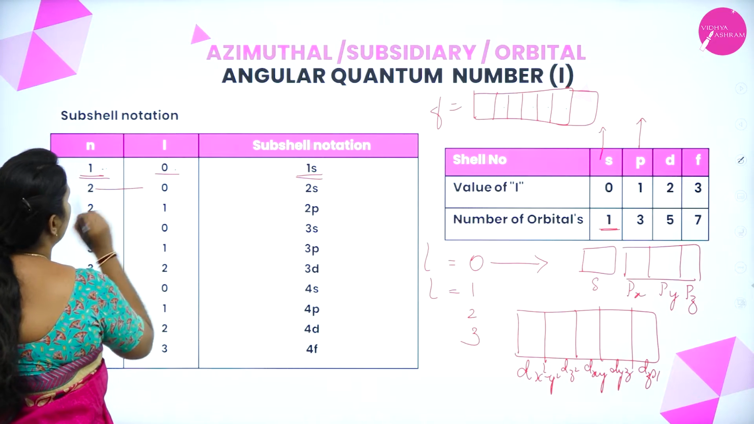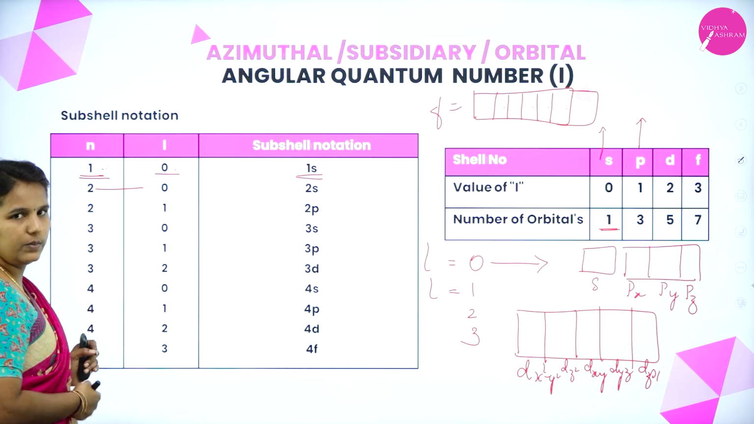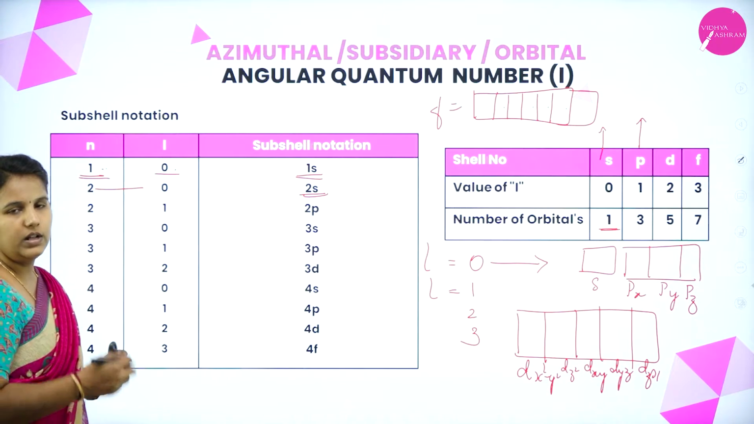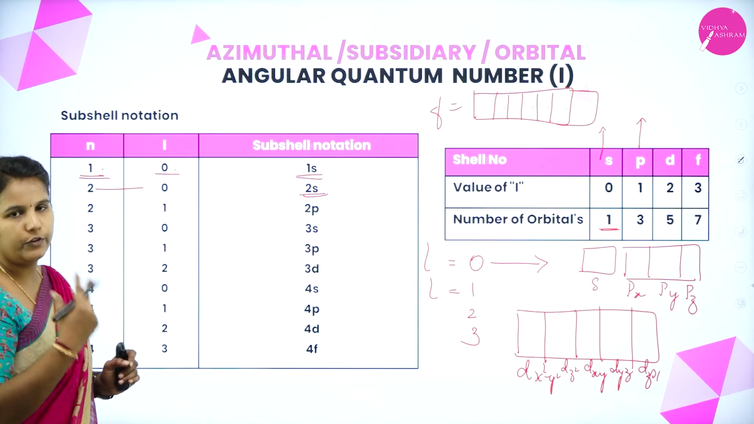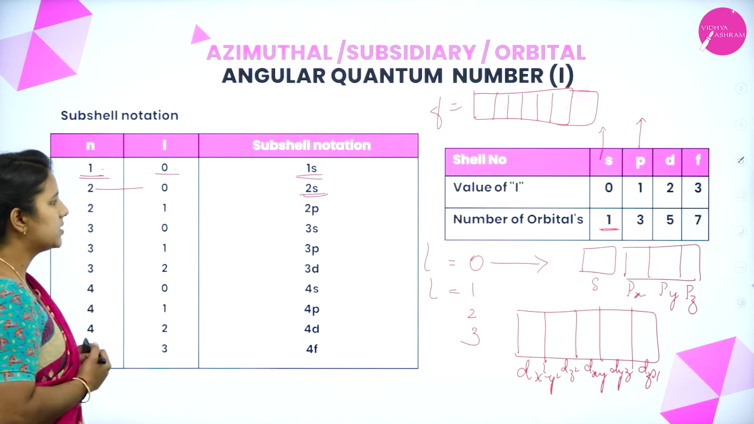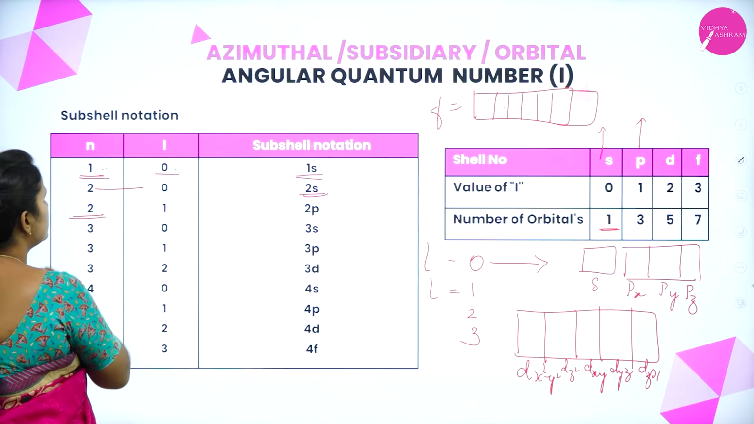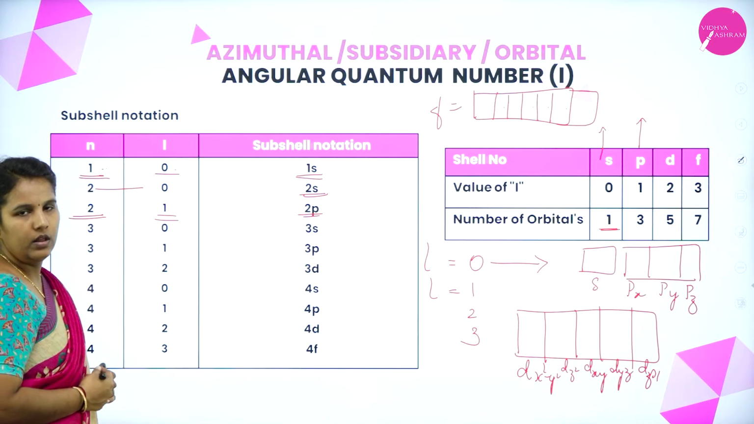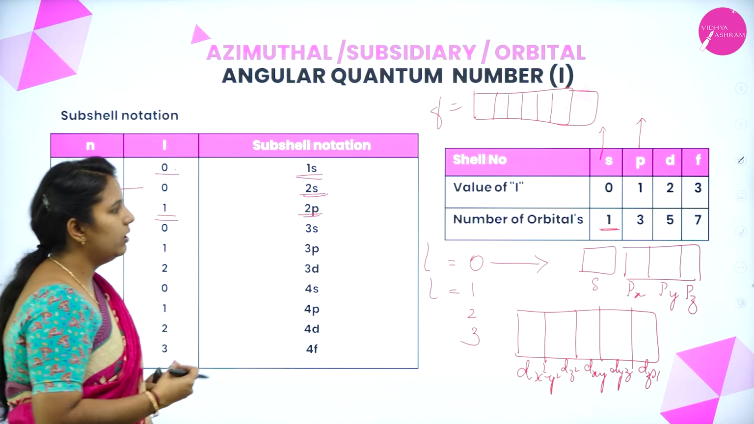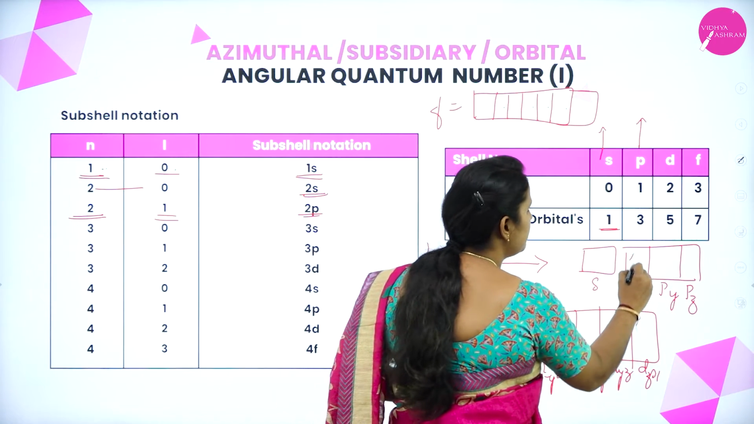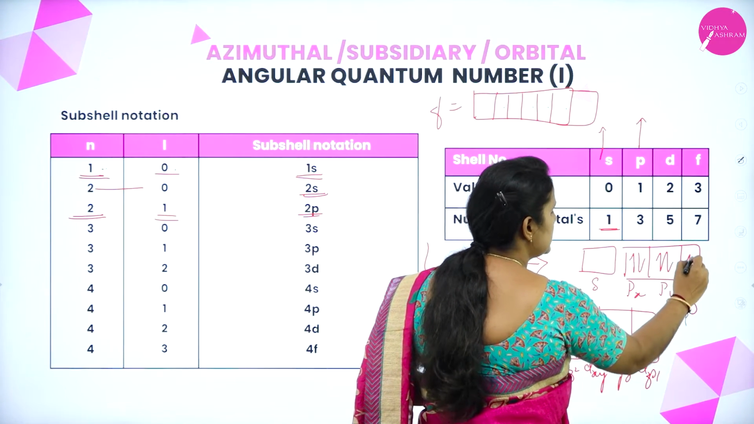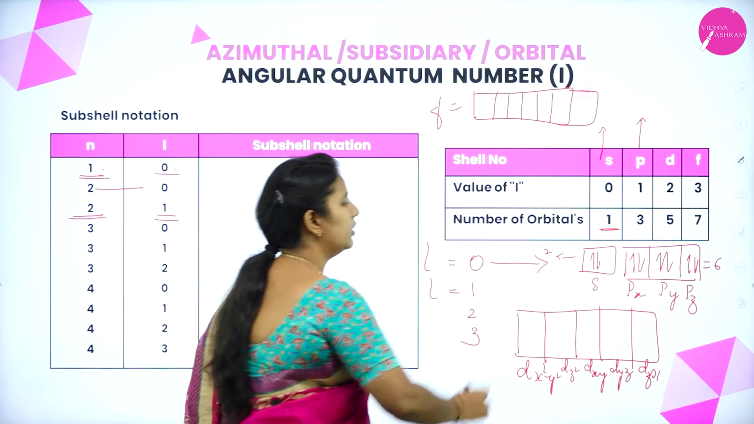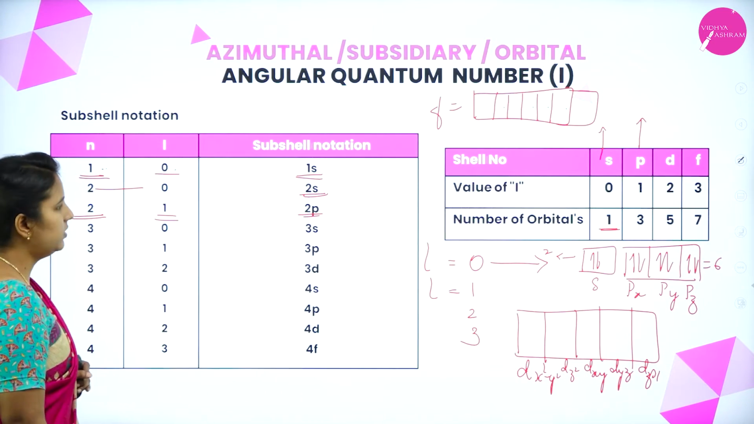Similarly, if n is equal to 2 and L is 0, in the s orbital we can fill a maximum of 2 electrons, hence it is 2s. If n is equal to 2 and L is equal to 1, we name it 2p. So, in the p orbitals we can fill a maximum of 6 electrons, whereas in the s orbital we can fill only 2 electrons. Understood?